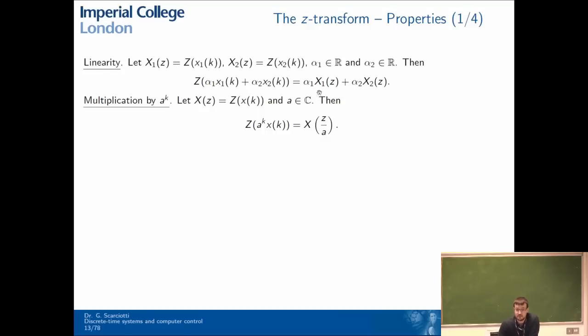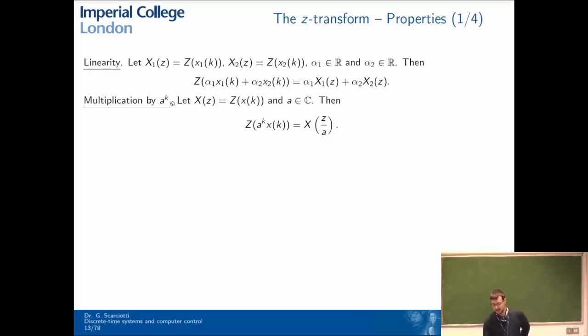This is obviously a very useful property, as I just showed in the sinusoidal function, but this is also fundamental. If we didn't have this property, we wouldn't use the Z transform to study linear systems, because we would break the linearity property. The second property that we look at is the multiplication by a power k.